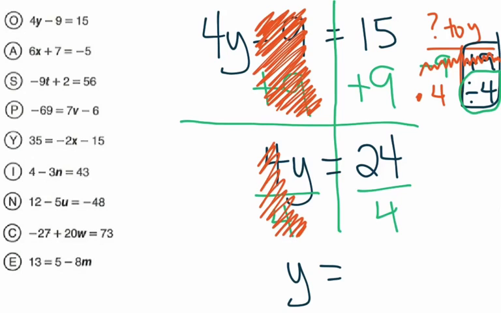And then I have 24 divided by 4, which if you put that in your calculator, don't forget the numerator goes in the calculator first. 24 divided by 4, and it should give you 6. So the answer to this equation is y equals 6.